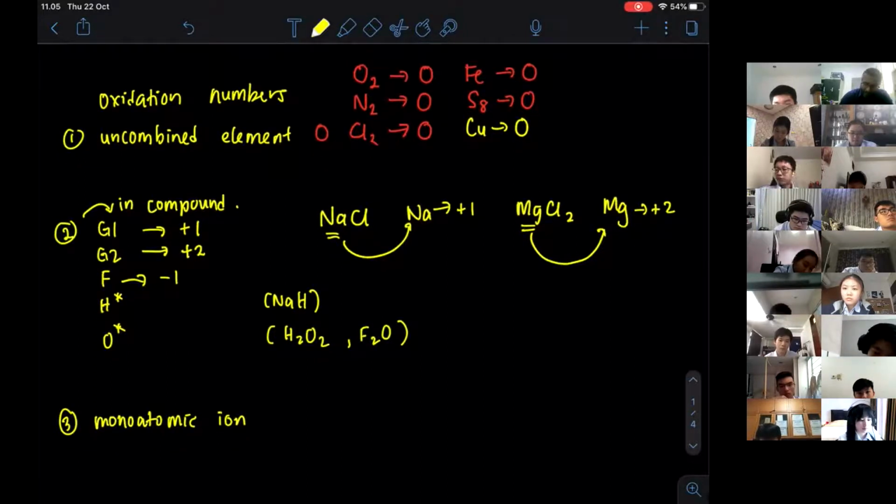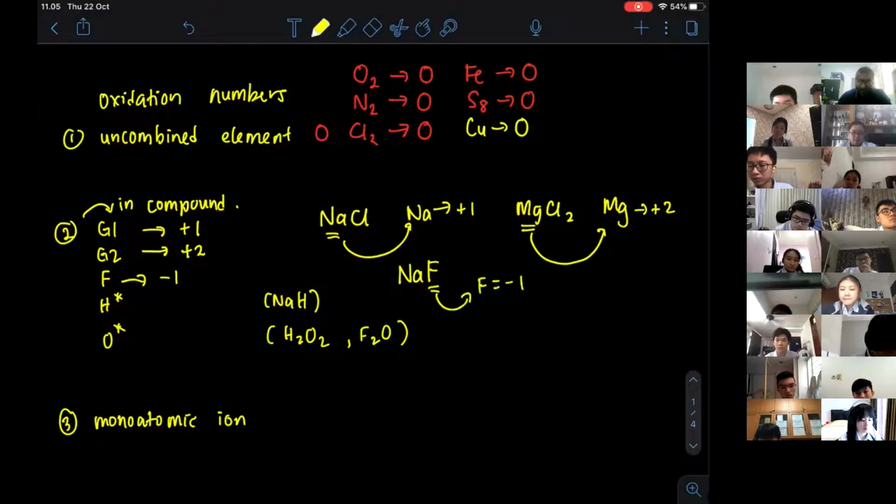So I give you one example. NaF. If I want to know what is going to be the oxidation number of F, it's going to be -1. Follow the rule.